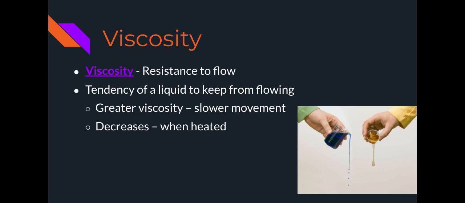So first is viscosity. Viscosity is a resistance to flow. Viscosity can also be described as the tendency of a liquid to keep from flowing. The greater the viscosity of a substance, the slower the movement's going to be.